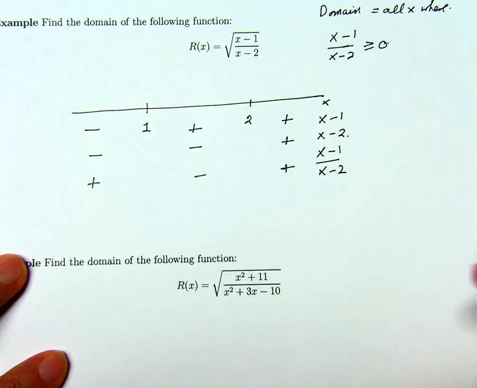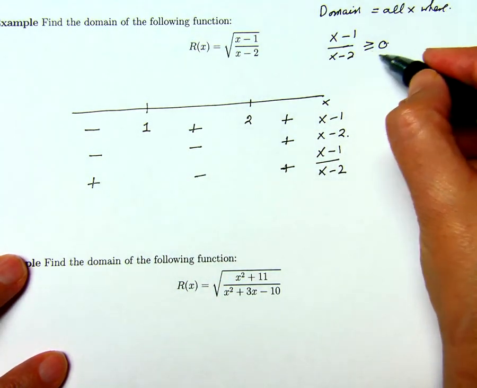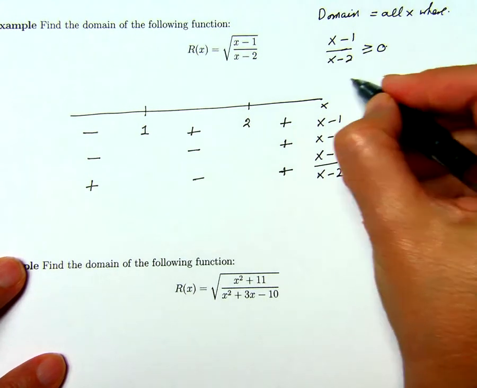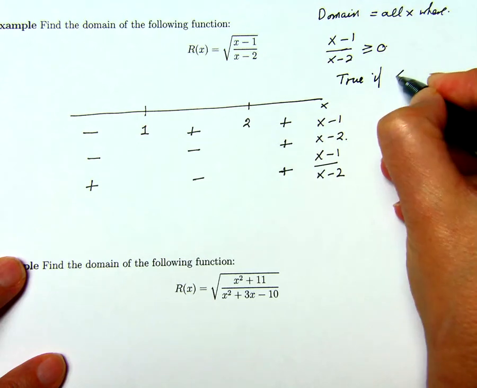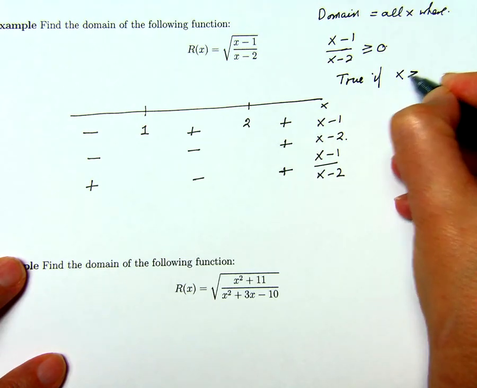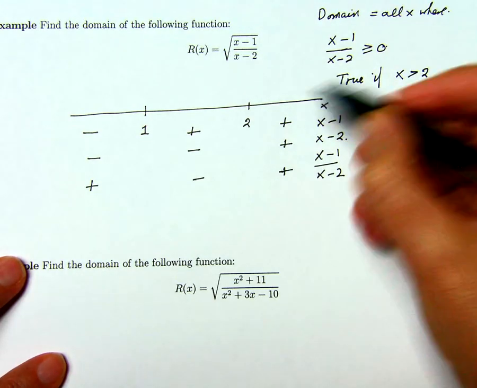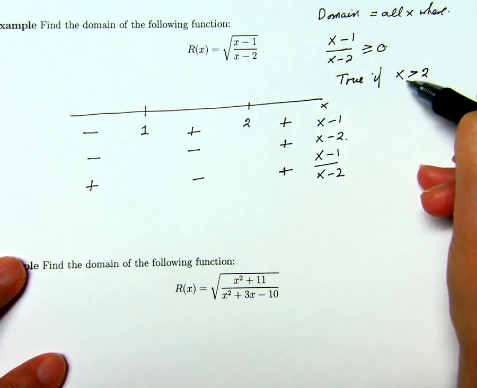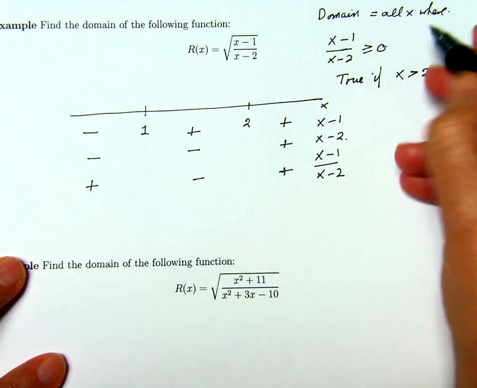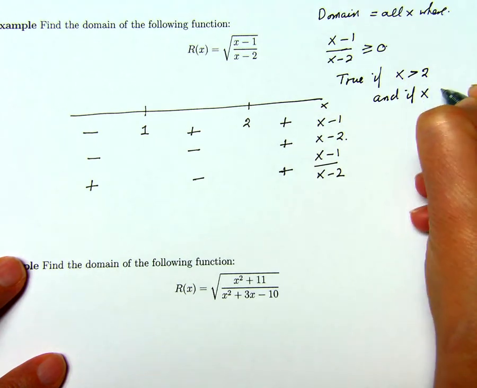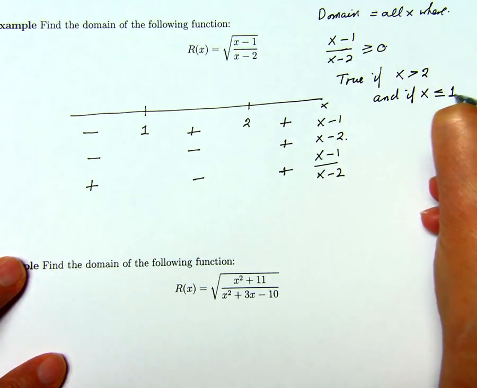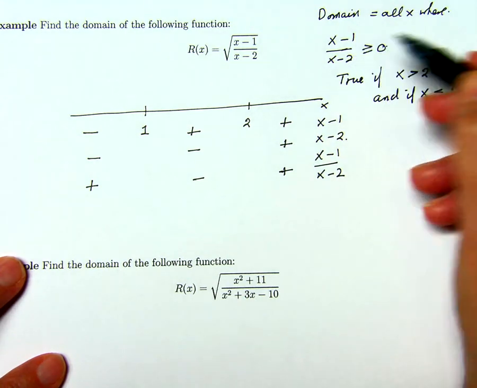So we have (x minus 1) over (x minus 2) greater than or equal to 0 if x is greater than 2. We cannot include 2 here because it's not defined at x equals 2. And also if x is less than or equal to 1, since when x is 1, this quotient is 0.